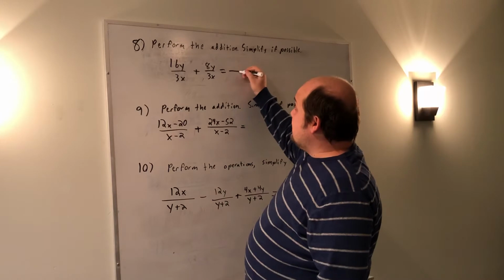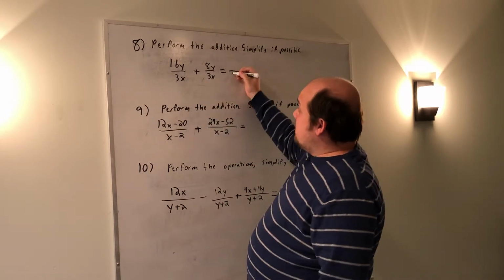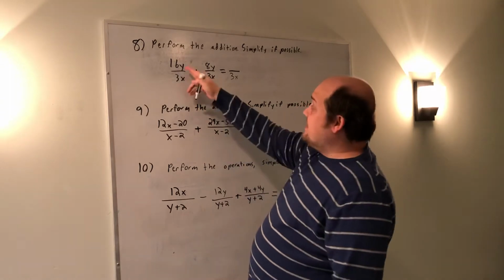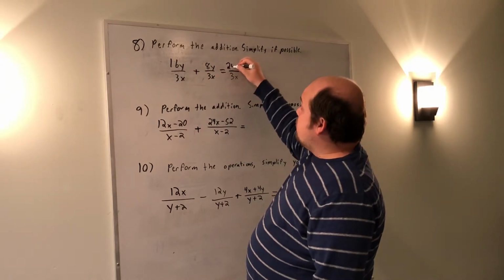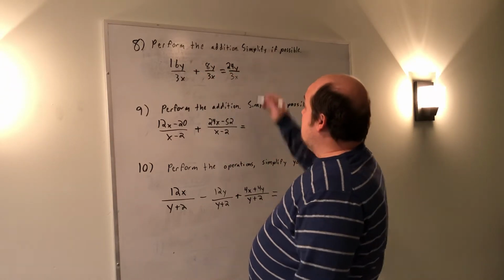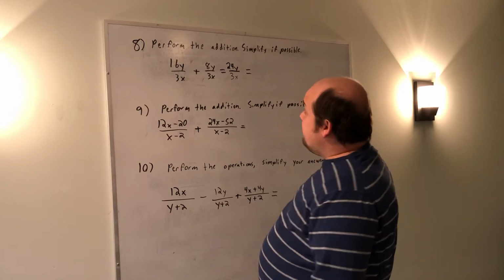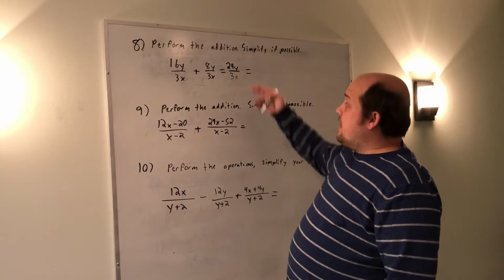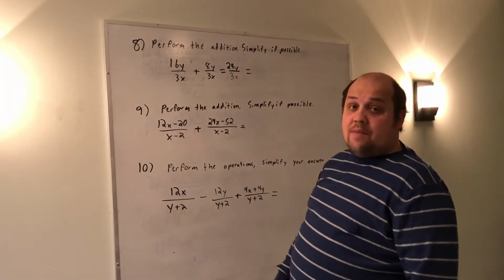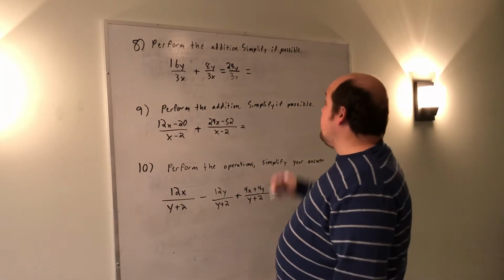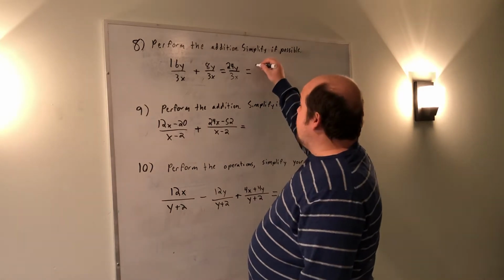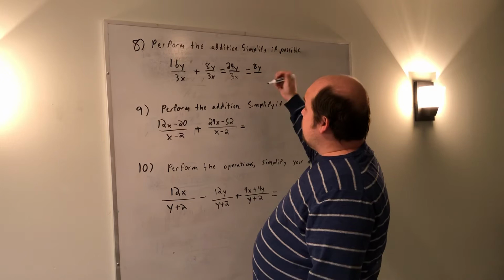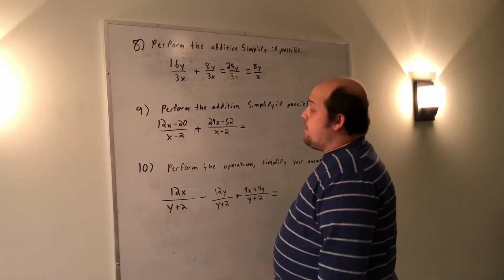So here, since each of them starts over 3x, my answer is also going to be over 3x. When I combine 16y and 8y, I get a total of 24y. Since it tells me to simplify fully, I want to check. The variables are different, so I can't do anything with them, but 24 and 3 do have a common factor. 3 goes into both of them. 3 goes into 24 8 times, so I'm left with 8y on top. 3 goes into 3 once, so I'm just left with a single x on bottom.